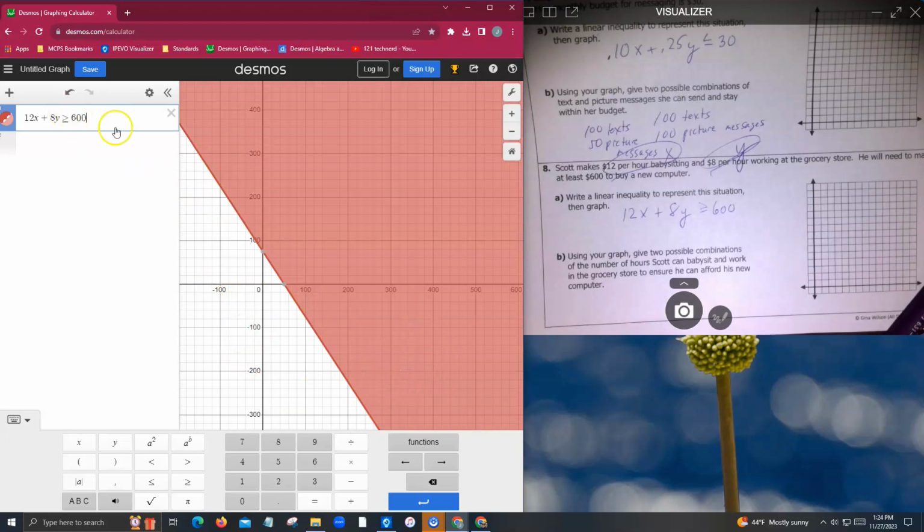Just keep in mind that Desmos does not know what you're doing with this inequality. It just graphs it. It doesn't know that you're doing physical things. And again, you can't have negative hours. So stay out of here, stay out of there. You want to be in here. And as long as you name something within this little region, you'll be good to go. Okay? So, and then again, it's any combination.